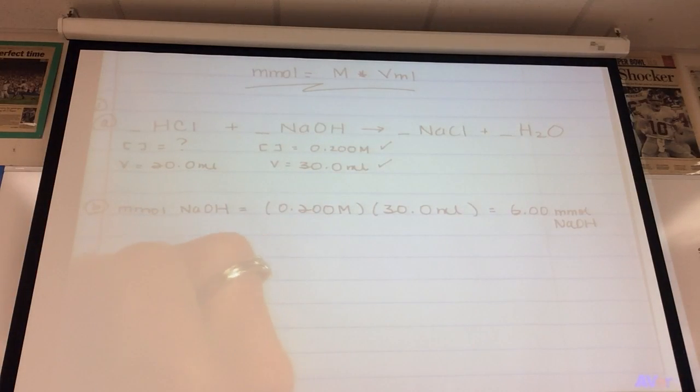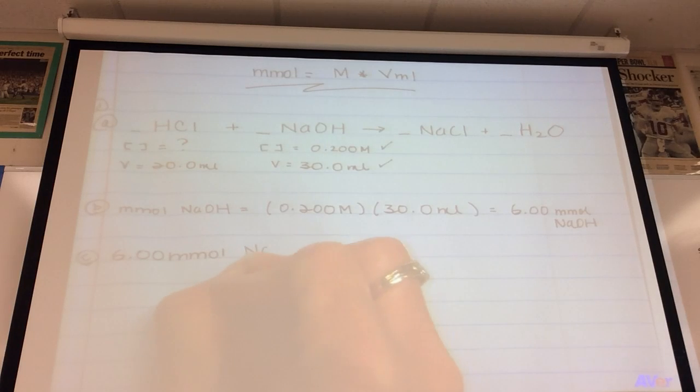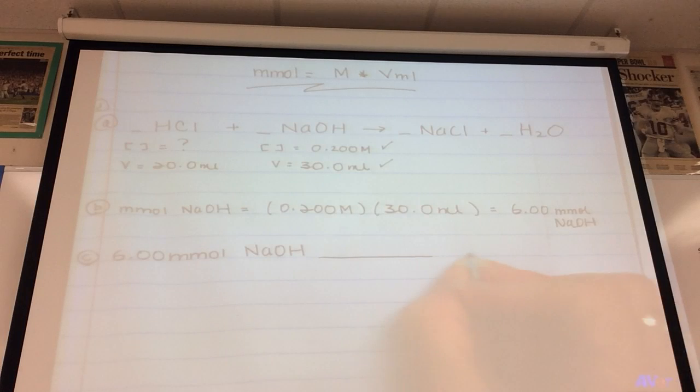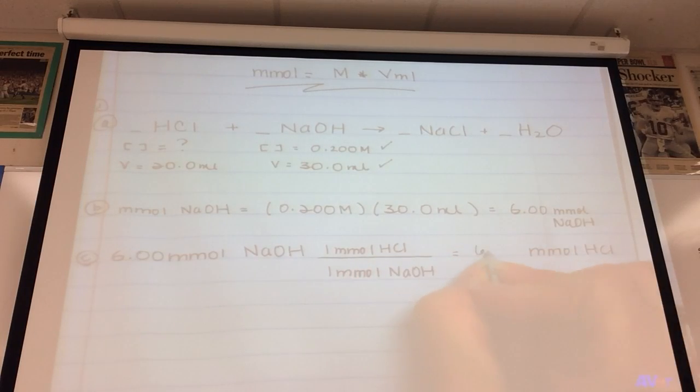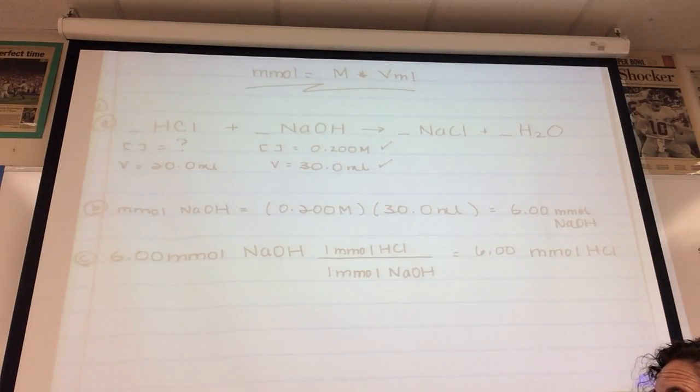In the third step, using stoichiometry, we're going to convert from millimoles of base to millimoles of acid. And this is a 1-to-1 mole ratio. Instead of moles, we're going to use millimoles. So we have 6 millimoles of acid.